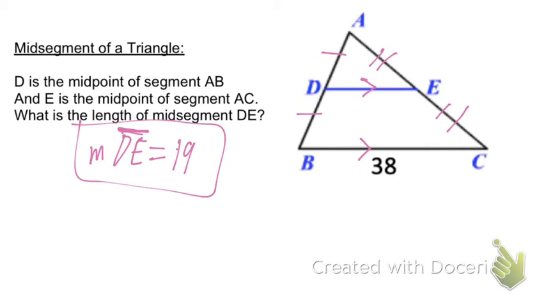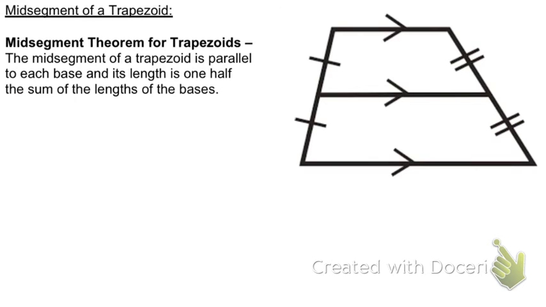Nice. All right. Mid-segment of a triangle, once again. The mid-segment's half the length of the third side, and it's parallel. Okay, that's a throwback. We've learned that before. Mid-segment of a trapezoid is going to be somewhat similar. So let's say we have this trapezoid here. The bases are parallel, okay? So we have a base up at the top. We have a base at the bottom.